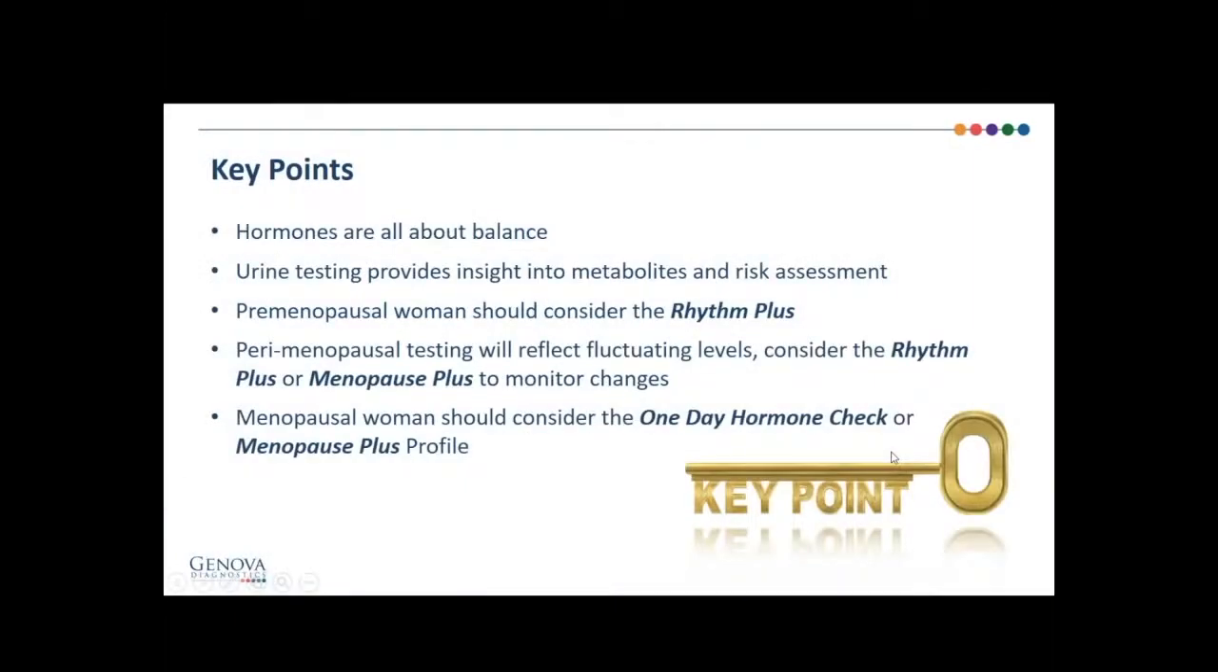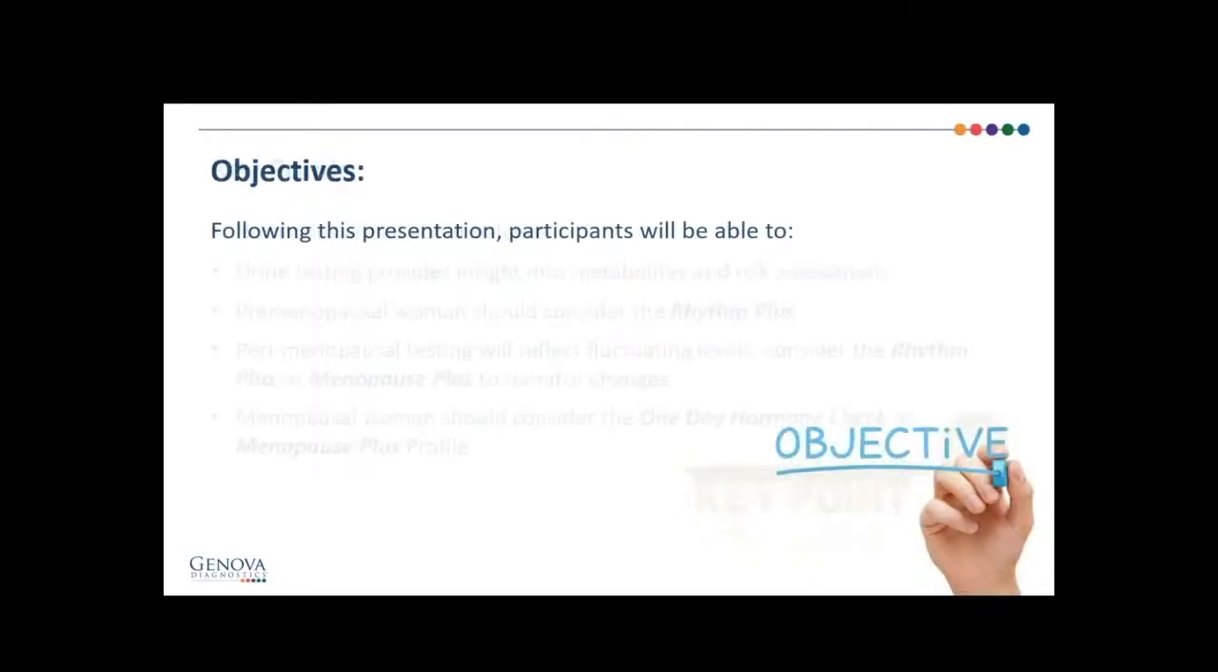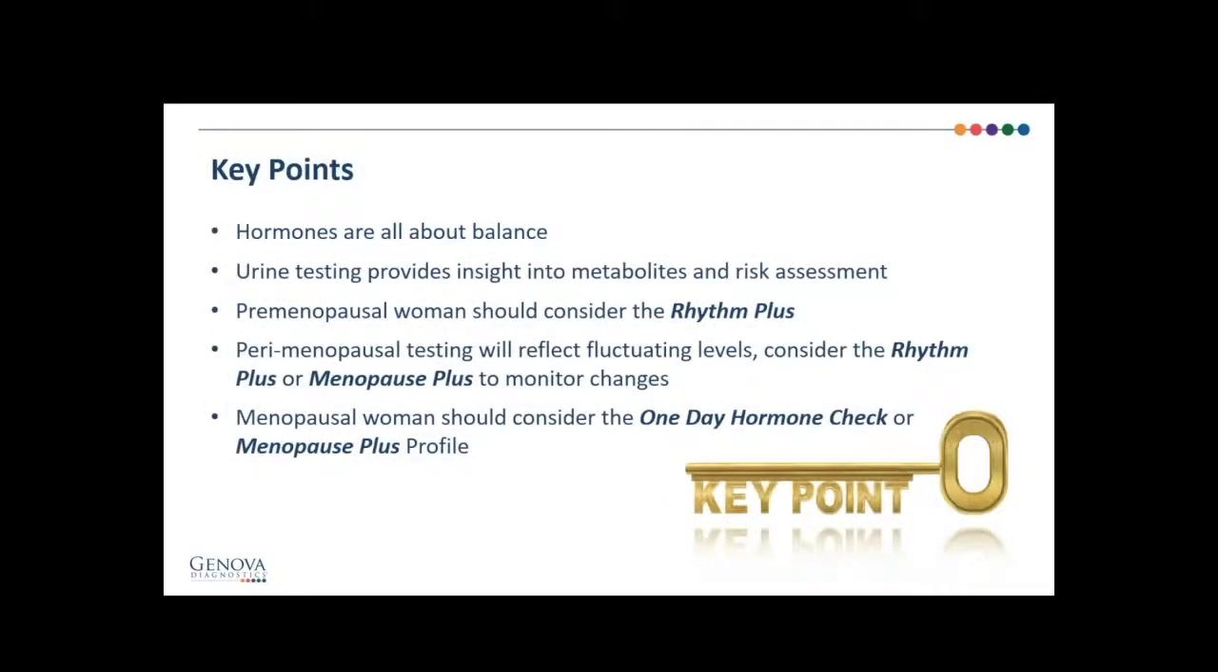Key points: hormones are about balance. Urine testing provides insight into metabolites and risk. Premenopausal women should consider the Rhythm Plus. Perimenopausal testing will reflect fluctuating levels. You can still do the Rhythm Plus or Menopause Plus to monitor changes. Menopausal women should consider the one-day hormone check if they're not seeing much fluctuation, or the Menopause Plus to cast a wider net. A wider net. Forgive me.